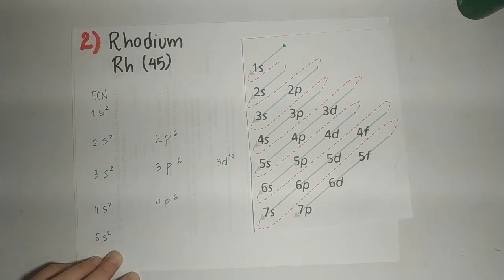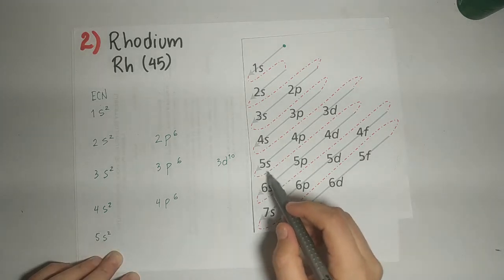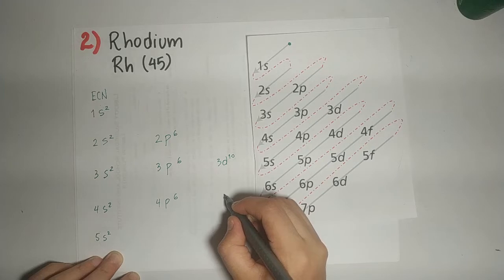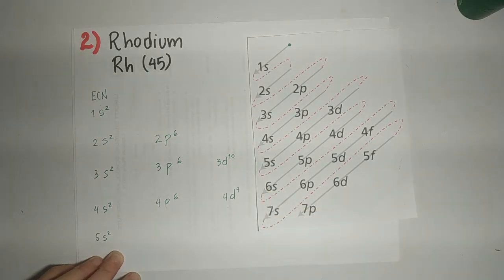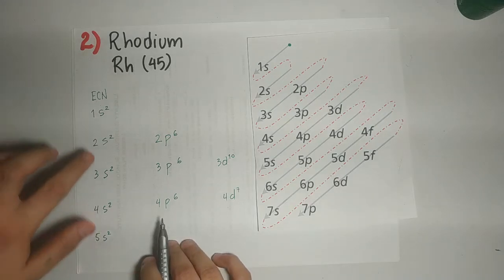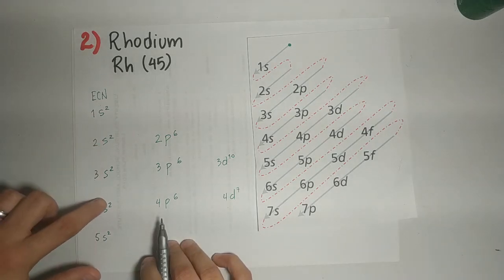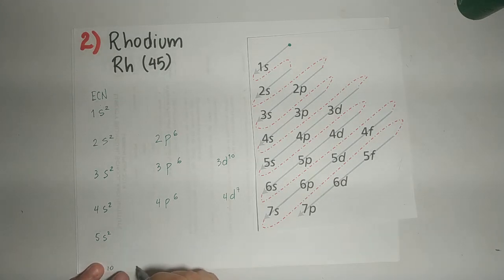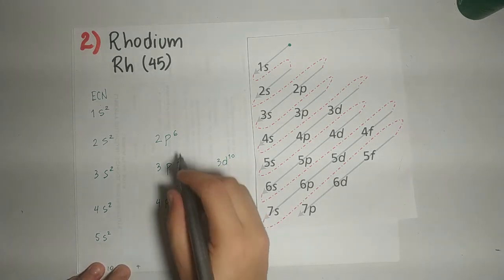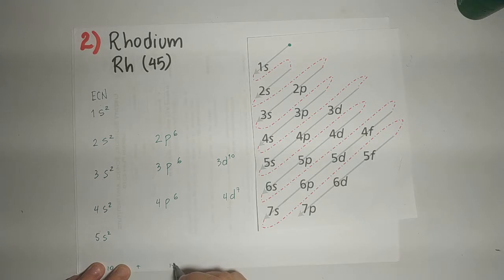5s2, and I need 7. So I go to 4d, but instead of 10, I just need 7. Now to make sure that I did it correctly, I will add them individually. 2, 2, 2, 2, and 2. I have 10 plus 6, 6, 6 is 18, plus 10 and 7, that makes 17.